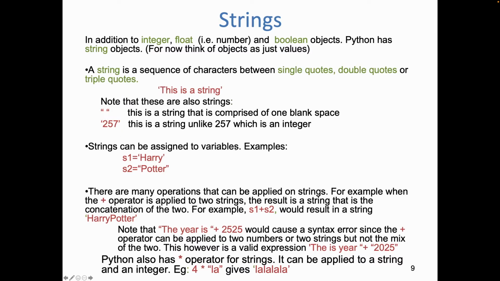Strings can be assigned to variables. Here, we assign the string Harry to a variable named S1. This one we assign the string Potter to the variable S2. There are many operations that can be applied on strings. For example, when you use the plus sign operator, you can apply it to two strings. The result is a string that is a concatenation of the two. For example, S1 plus S2 concatenates these two strings together, which is Harry Potter.